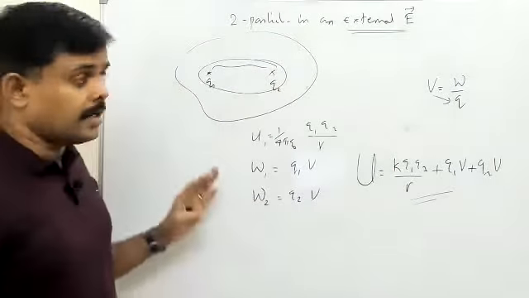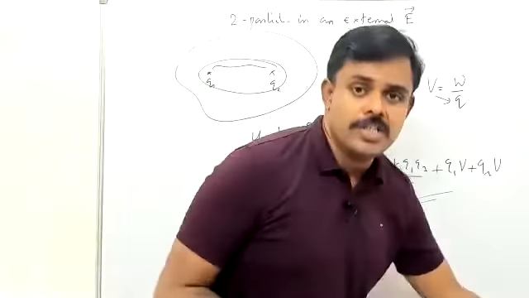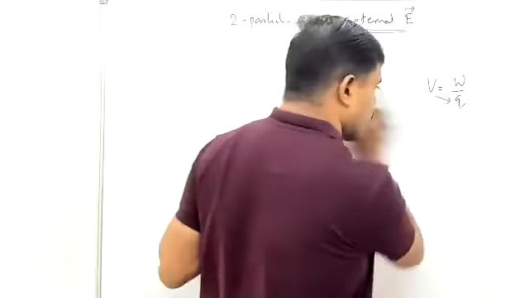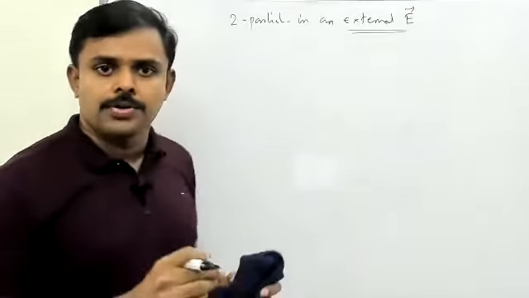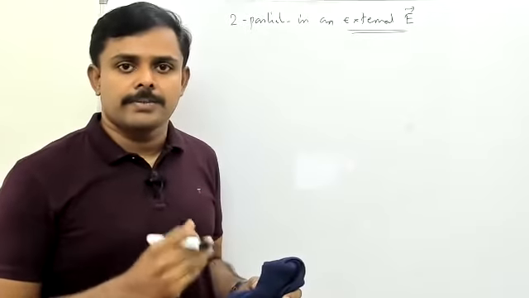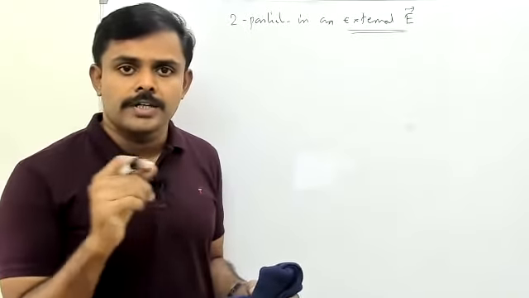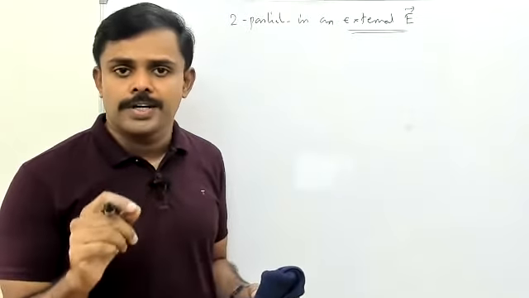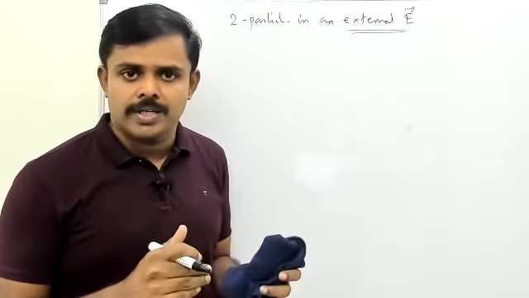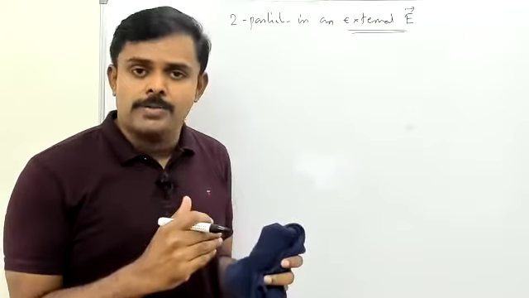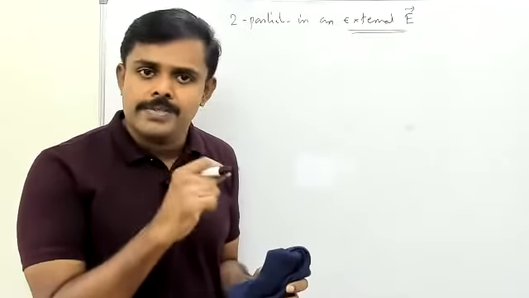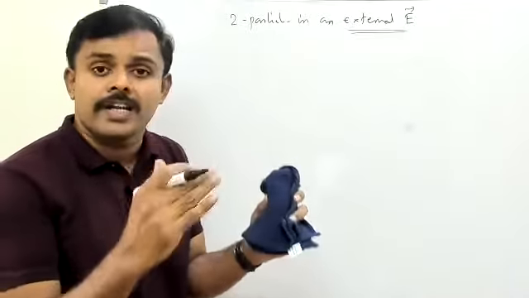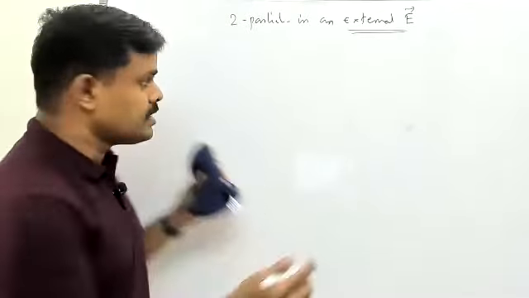See this. We learned the potential energy of a two particle system: 1 by 4 pi epsilon 0 Q1 Q2 over R. For a three particle system, 1 by 4 pi epsilon 0 Q1 Q2 by R12 plus Q2 Q3 by R23 plus Q1 Q3 by R13. But those equations are to be used in the absence of an external field. If there is already an external field existing, things will be different. I'll tell you. Look at this.